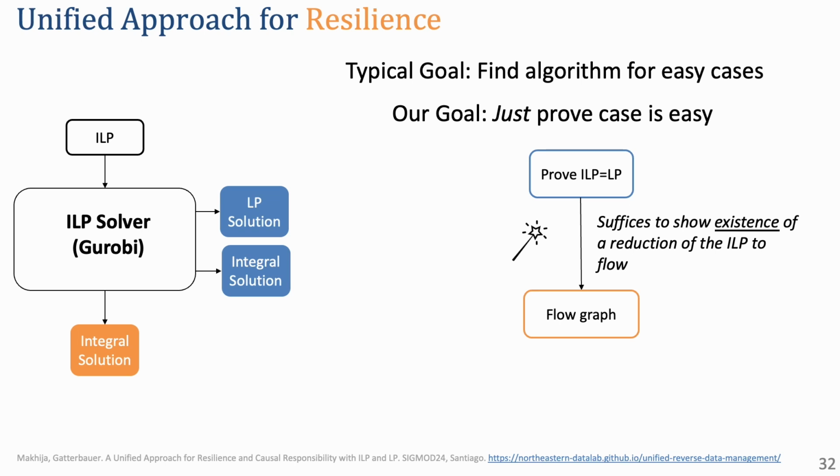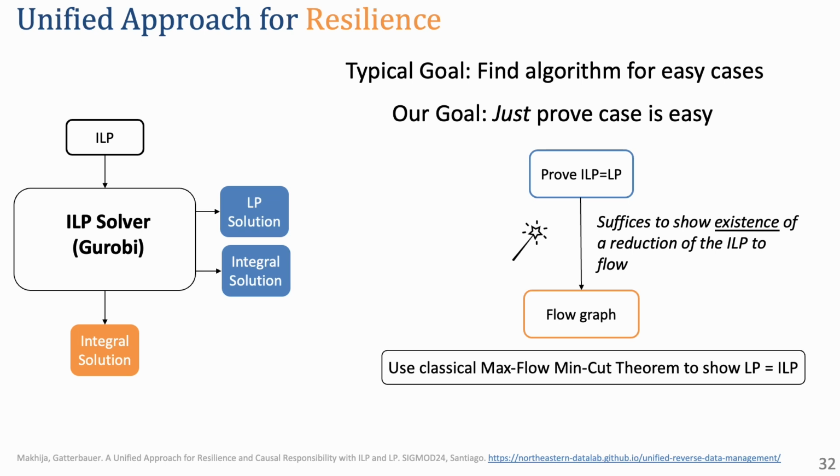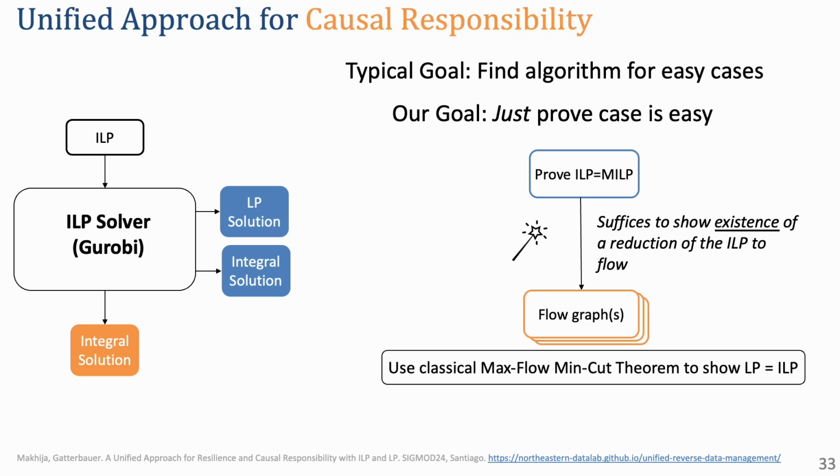Note that while actually solving the resilience or responsibility problem, we don't use the flow graph. We just use this in a proof and show that the solution of the flow graph would be exactly the same. And the proof relies on the Max-Flow Min-Cut theorem to show that, hey, in the flow graph, you would actually get LP equal to ILP. The case for causal responsibility is exactly the same as resilience, except we show correspondence to multiple flow graphs. Again, this doesn't impact the algorithm at all. It just makes the proof a bit more complicated.